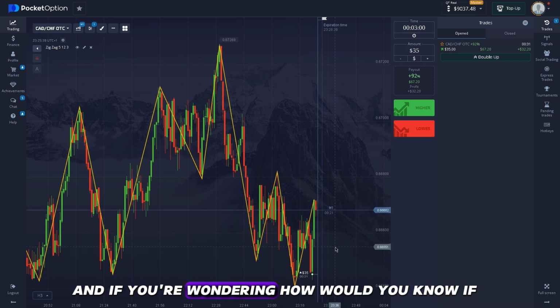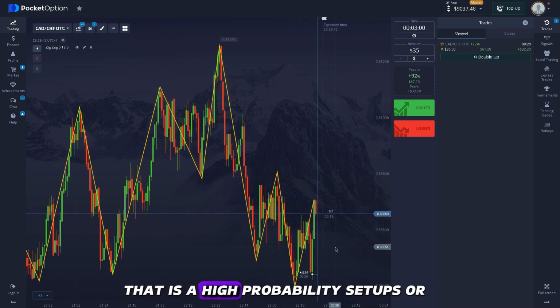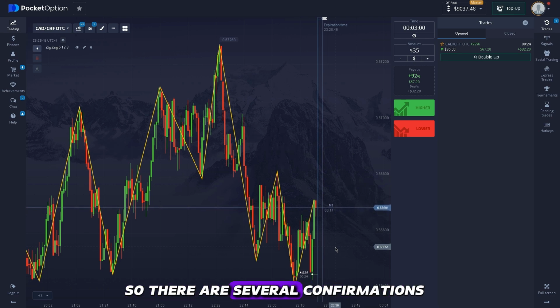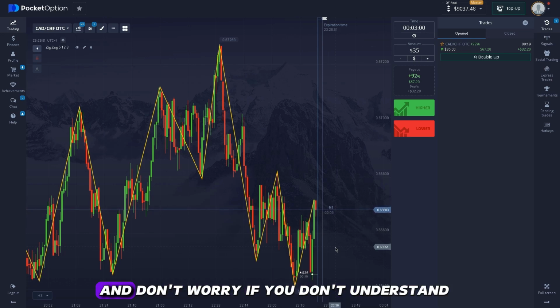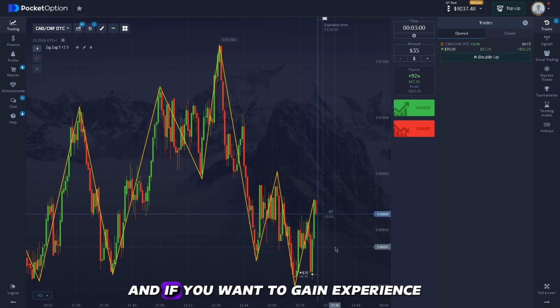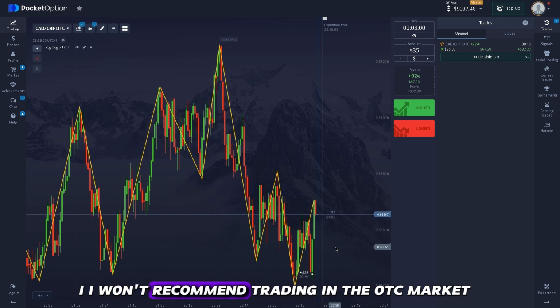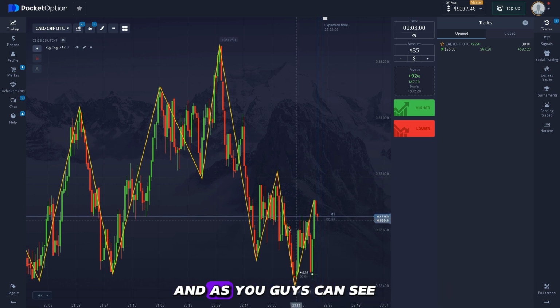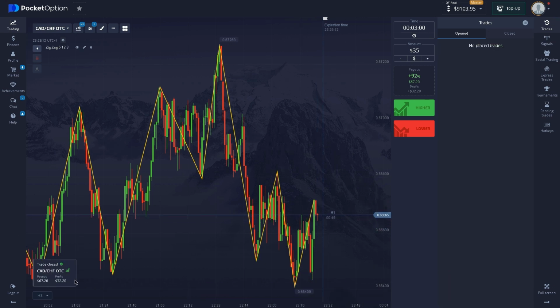If you're wondering how you would know if that is a high probability setup or a lower probability setup, there are several confirmations that make a higher probability setup a higher probability setup. And don't worry if you don't understand, you will only understand with experience. If you want to gain experience, you can just trade in the live market. I won't recommend trading in the OTC market in the demo account, because let's be honest, most people just don't take it seriously. And as you can see, we have won our first trade in here.